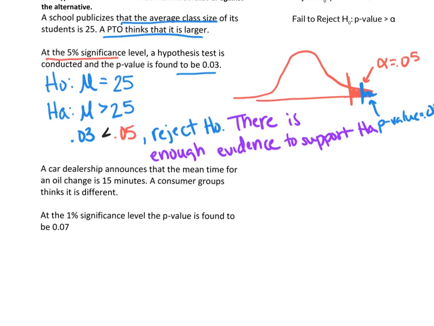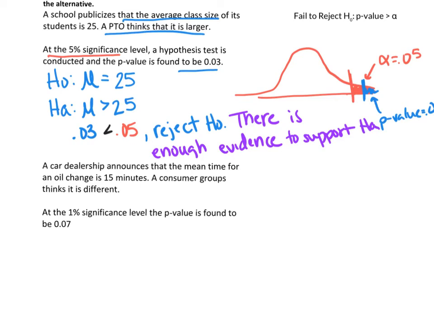So let's look at the next one. A car dealership announces that the mean time for an oil change is 15 minutes. A consumer group thinks it's different. At the 1% significance level, the p-value is found to be 0.07. So in a two-tail test, here's how this works. This time, first let's define our actual hypothesis. The first part is finding the parameter. The parameter says that it is the mean time for an oil change.